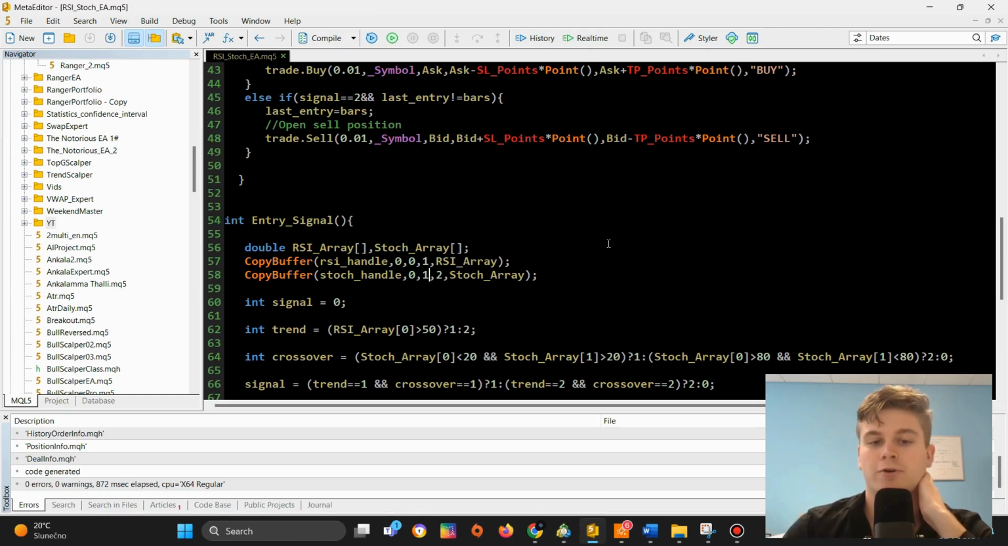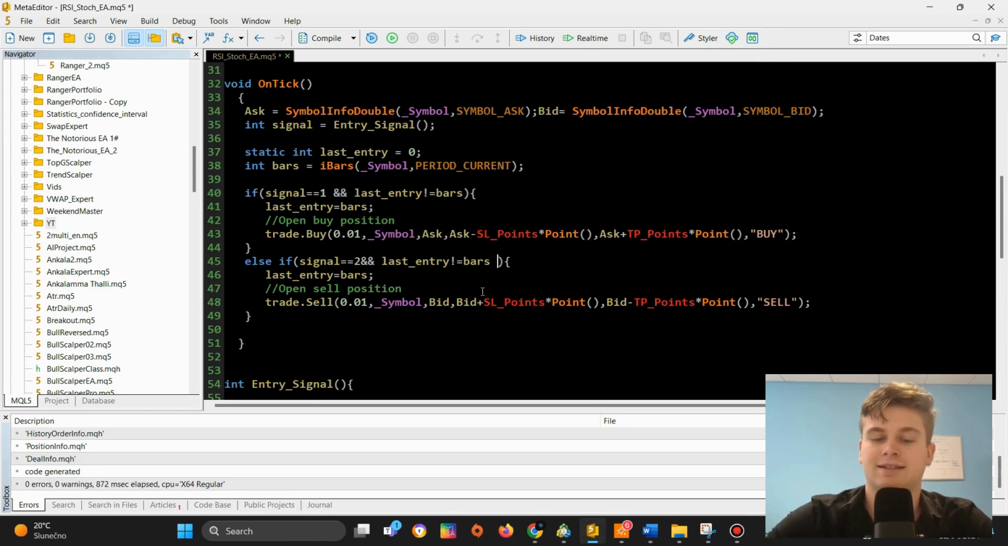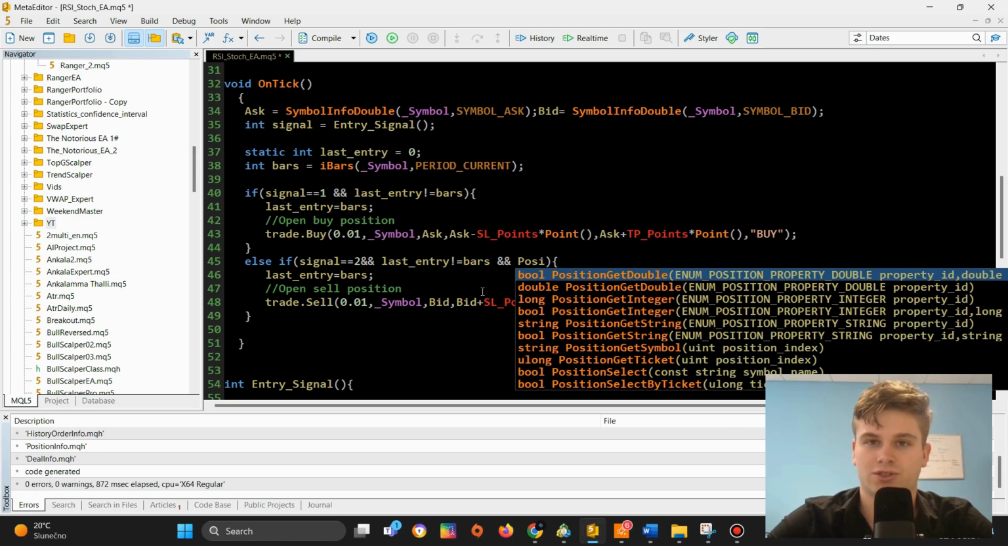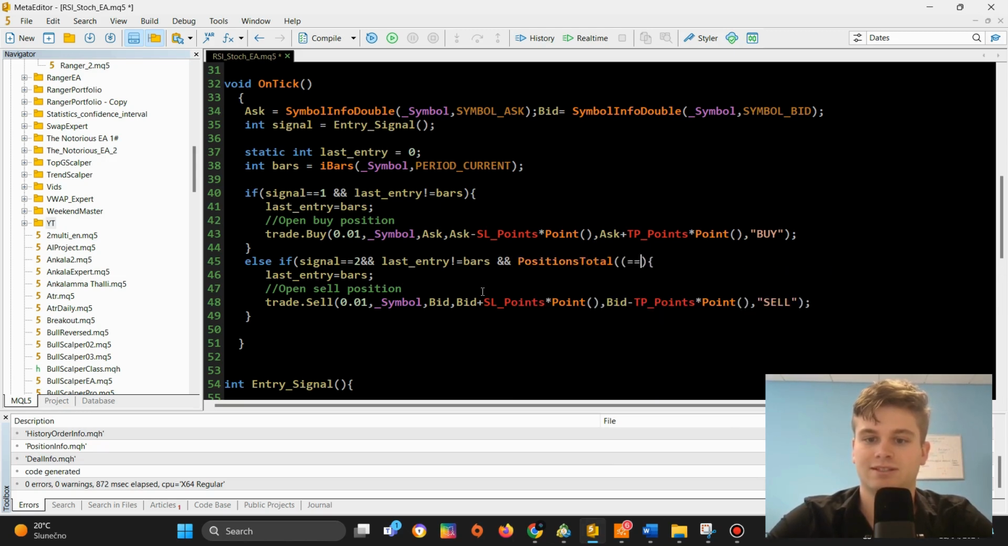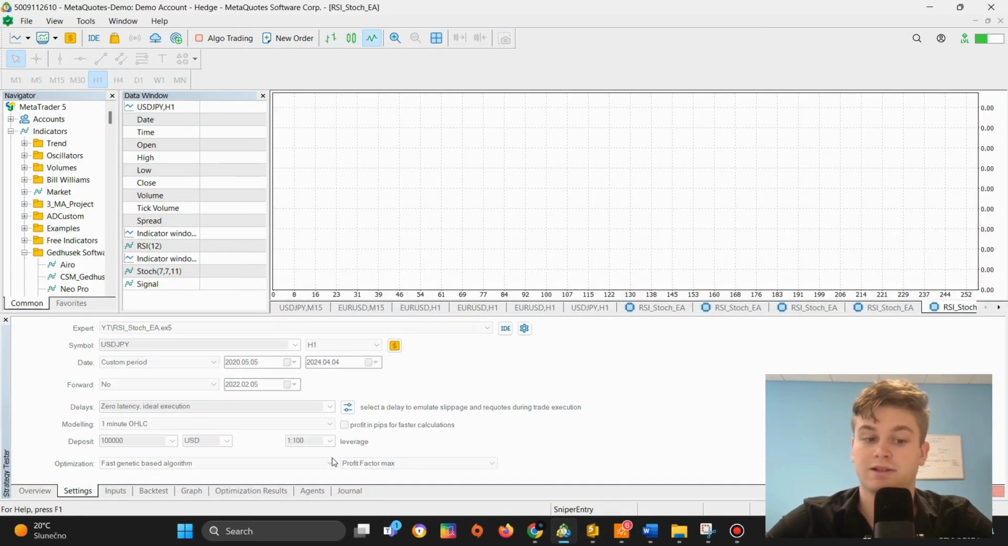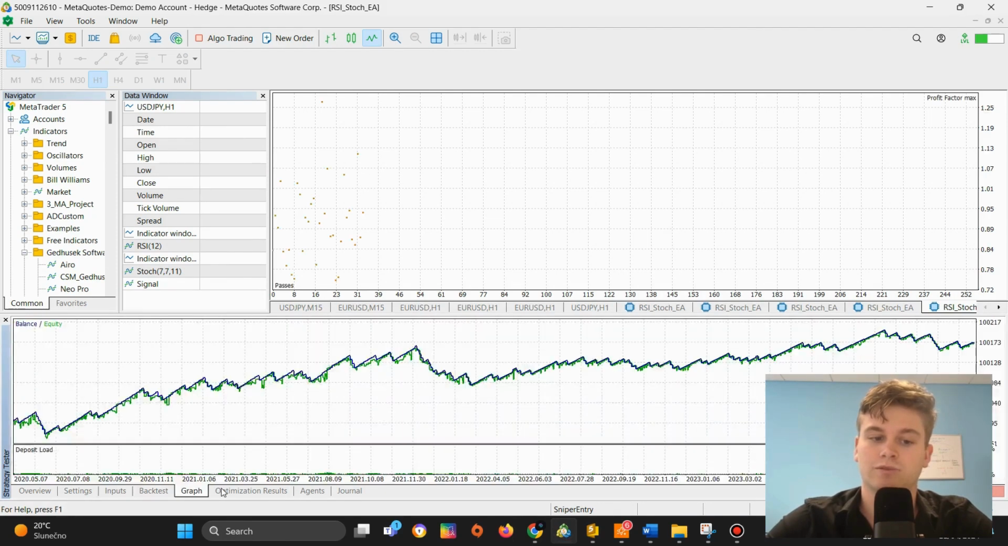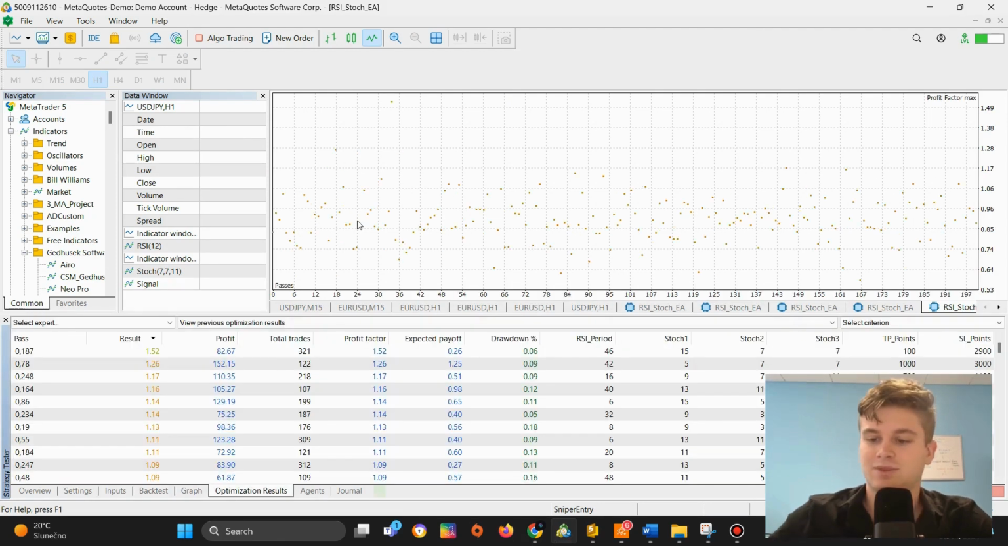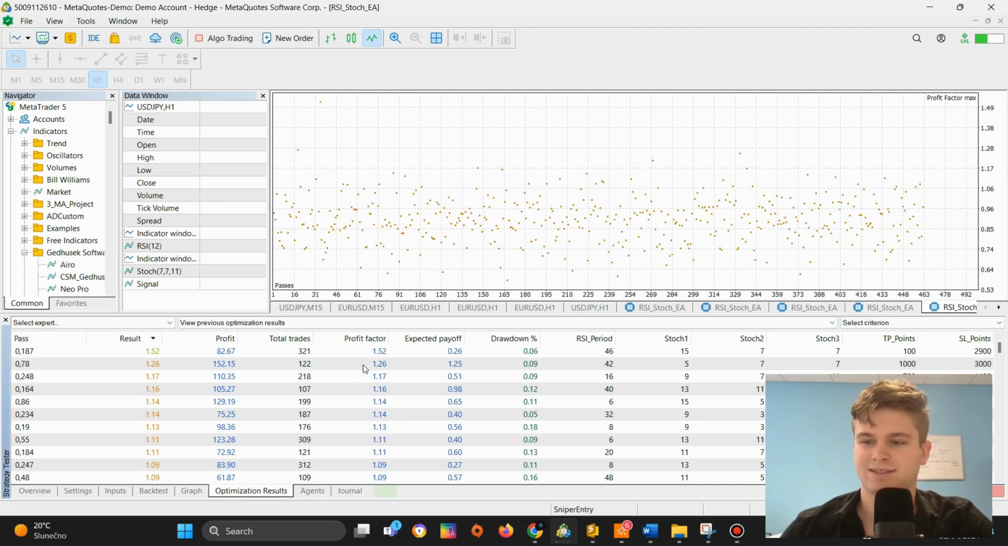So before ending this video, I will add one more thing, and that is that I only want one open position at a time. So positions total is equal to 0. This will prevent the EA from opening multiple positions at once, and it will always wait for that current position to close before opening another position. So let's backtest it, and it should be really fast, because now we don't have to open that many positions. And it seems like it's even more profitable, so this is nice to see.